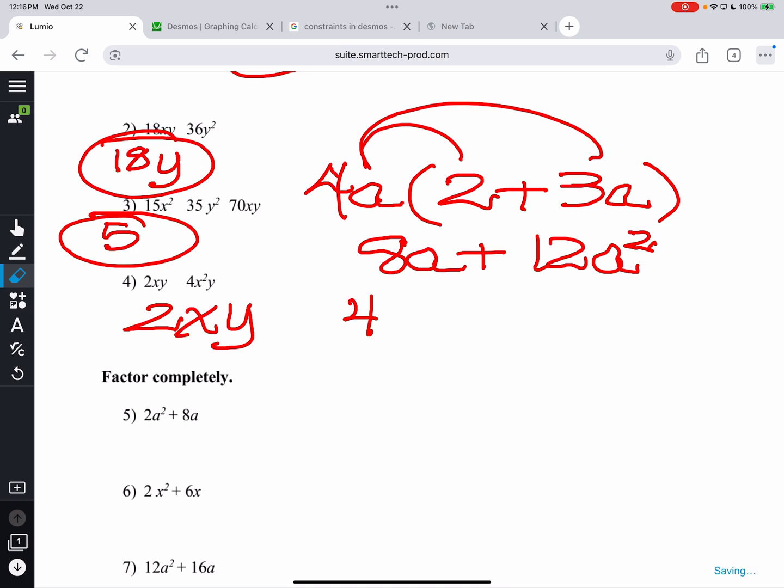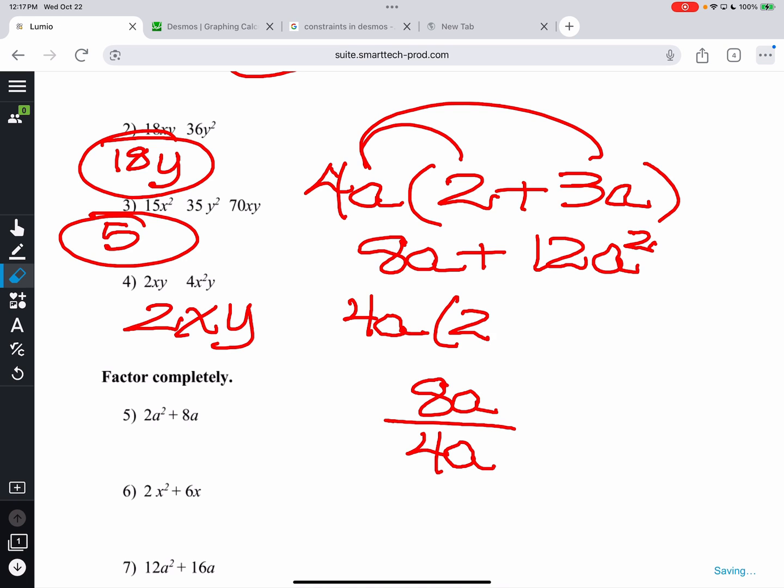And then looking at our variables, we have an a and an a squared. Do they share an a? Yes. But do they share the second a? No. So do you see how we ended up with a as the greatest common factor here? Now, what we're going to do is take 8a and divide it by the greatest common factor. Remember, when you are dividing monomials, you subtract your exponents, but divide the coefficients. So what would that answer be?